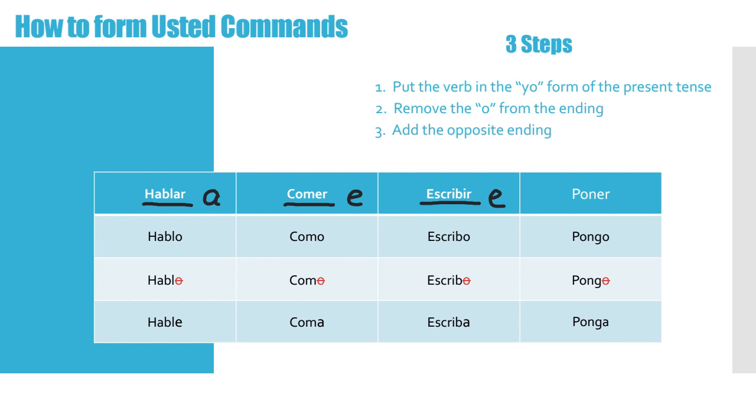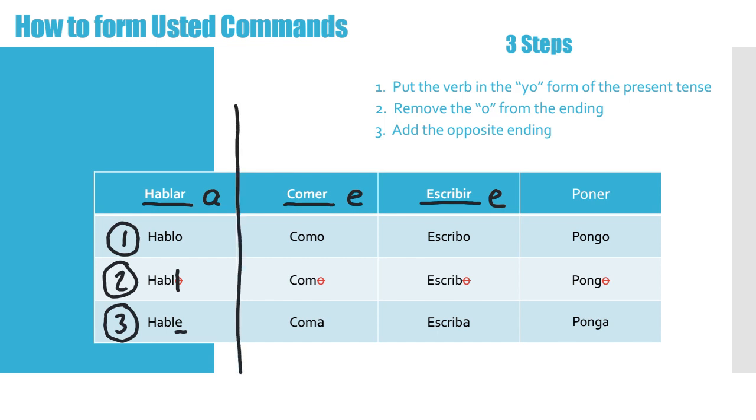All right. Well, for our steps, for hablar, the first step is we go to the yo form of the present tense. So it's hablo. The second step is that we take off the O, and we just end up with habl. And then the third step is we add the opposite ending. What I mean by opposite ending, I'm going to draw a line here: since AR verbs usually get an A, instead, they're going to get an E. So that's why we put hable on the end.